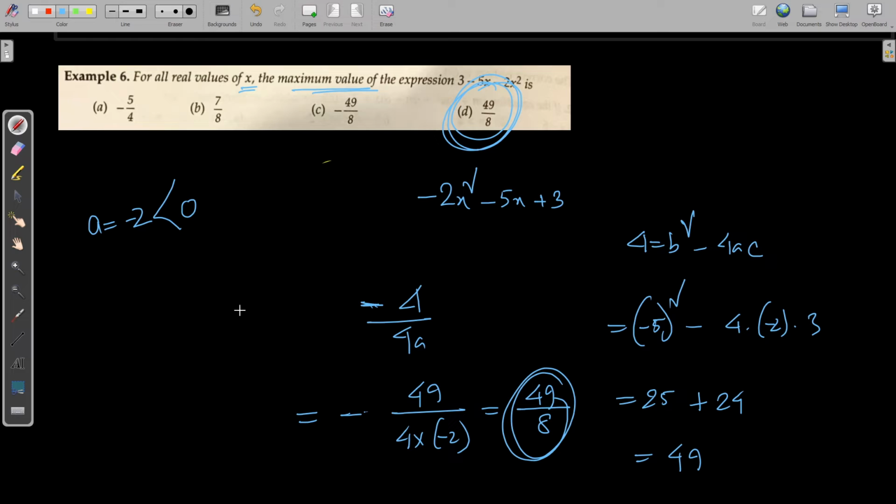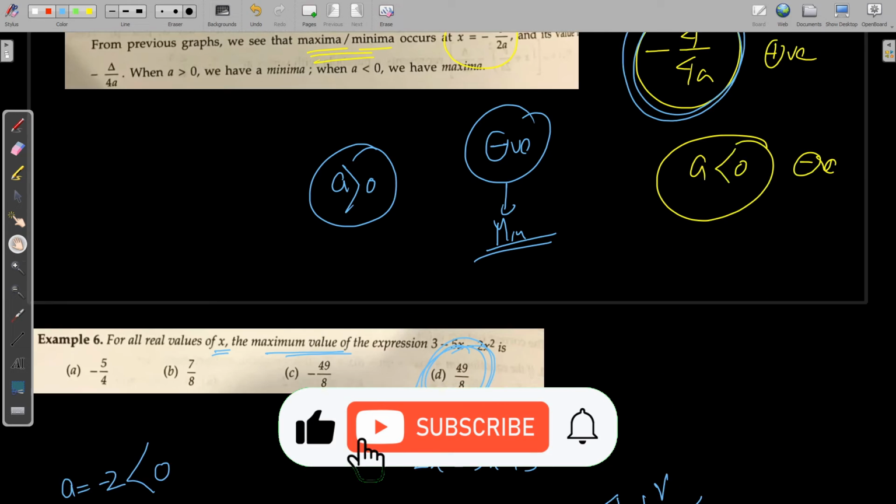See, when the value of a is negative, the value of -Δ/4a becomes positive. That's how we get a maximum value. When a is positive, -Δ/4a will be negative, and at that time we will get a negative value, a minimum. Fine, let's try a few more questions.